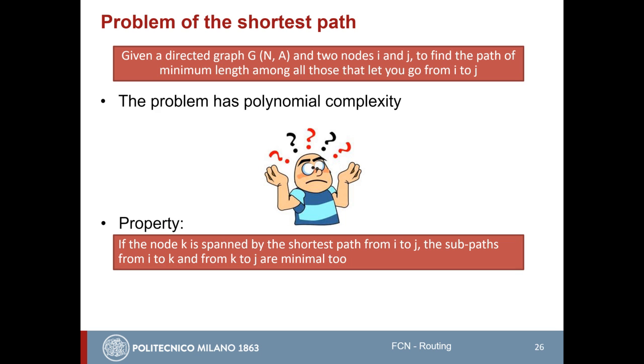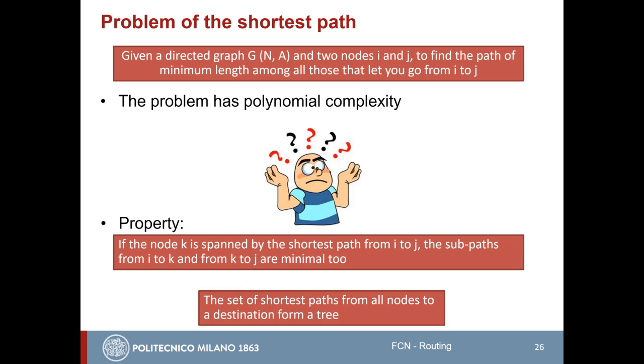And there is also this property that we have to take into account. If a node k is spanned by the shortest path from i to j, so it's an intermediate node in the shortest path, then the subpaths from i to k and from k to j are also minimal, so they are shortest paths as well. And the set of shortest paths from all the nodes to a destination, in case of IP protocol, form a tree.